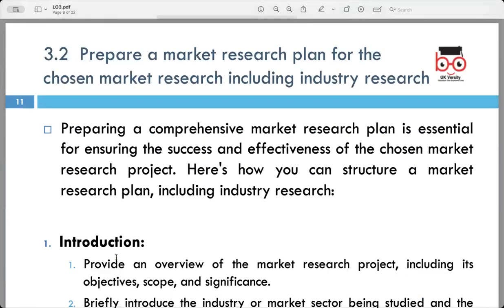Prepare a market research plan for the chosen market research, including industry research. A market research plan is essential for ensuring the success and effectiveness of the chosen market research project. A well-structured plan provides a roadmap for conducting the research and organizing the findings. Here we will discuss how you can structure a market research plan, including industry research.